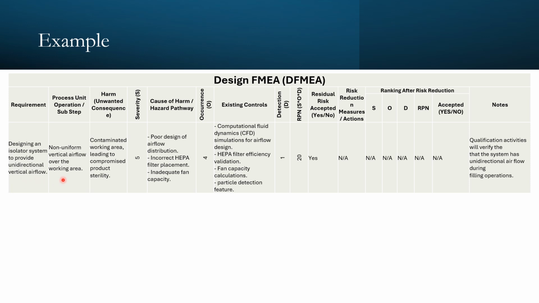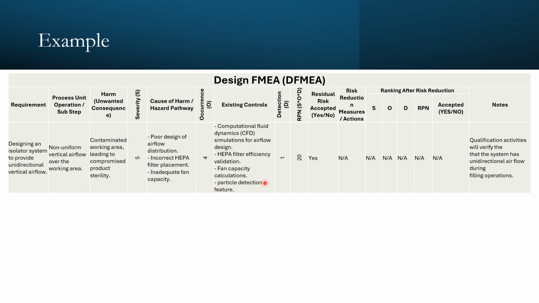So your step will be non-uniform vertical airflow over the working area, and the harm could be contaminated working area leading to compromised product sterility. So severity I have written here as 5, right? So the next is cause of harm. So cause of harm which may include poor design of airflow distribution, incorrect HEPA filter placement, inadequate fan capacity, right? And the occurrence for this I have ranked as 4, right?